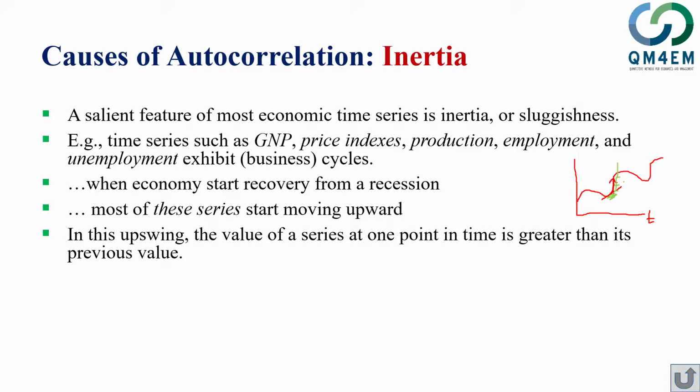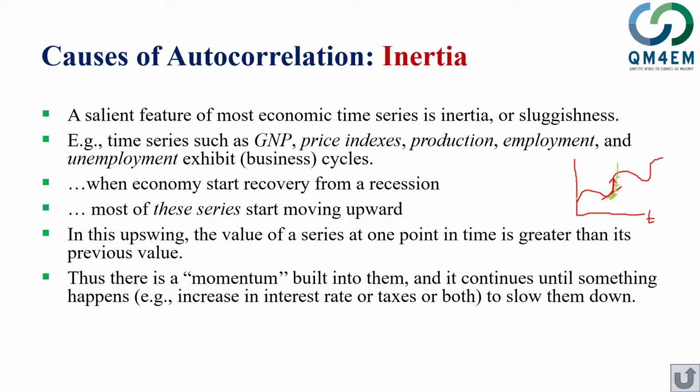So you know that when the business cycle is moving upward, these things will move upward. So these are linked, and we say that there is a momentum built into these variables, and it continues until something happens. For example, we reach the peak, or some policy intervention happens, and that lets them slow down again to move in another direction.